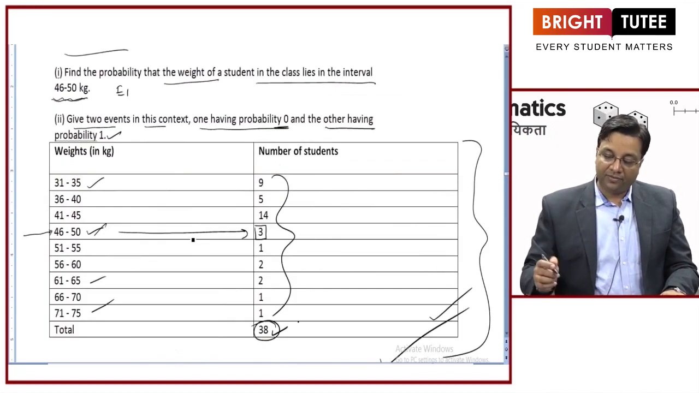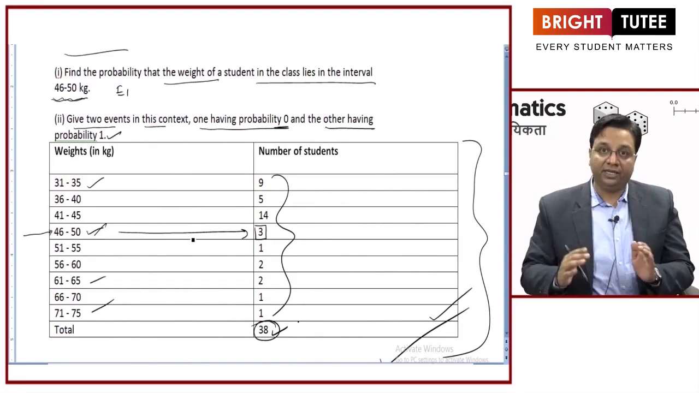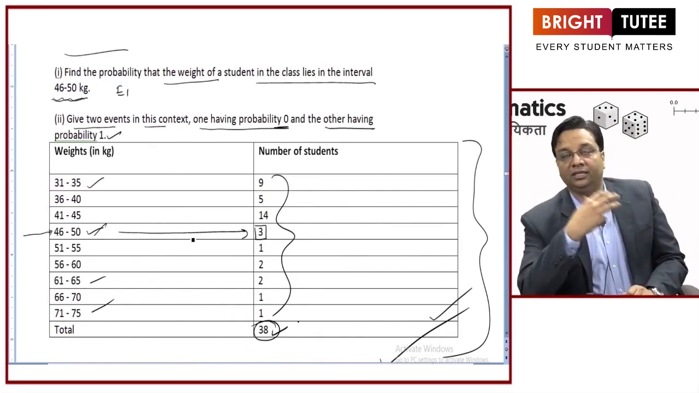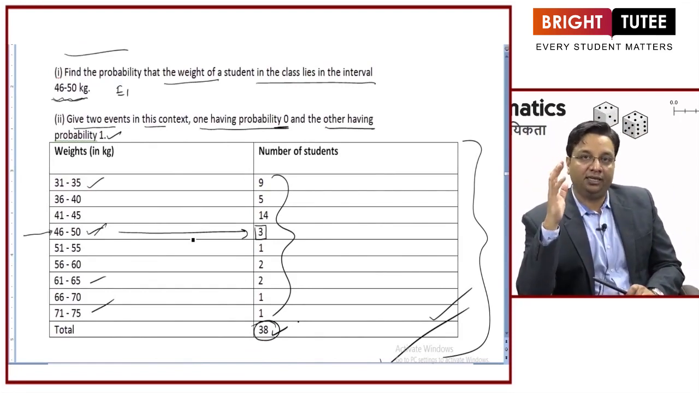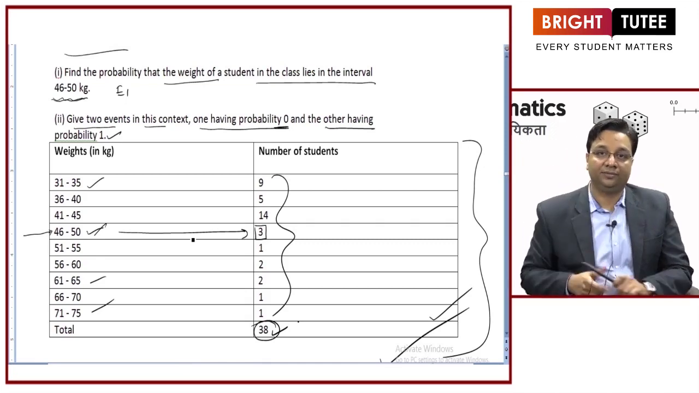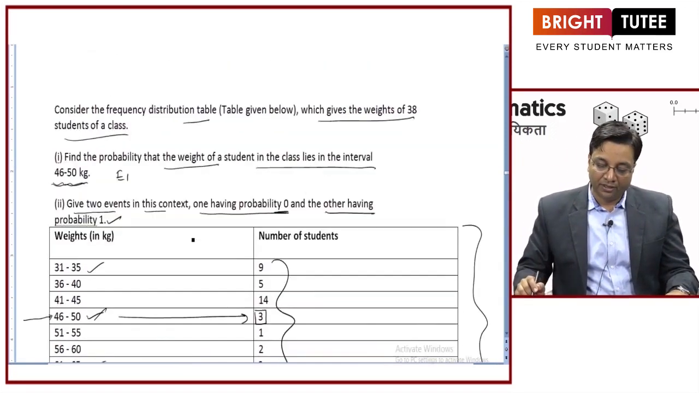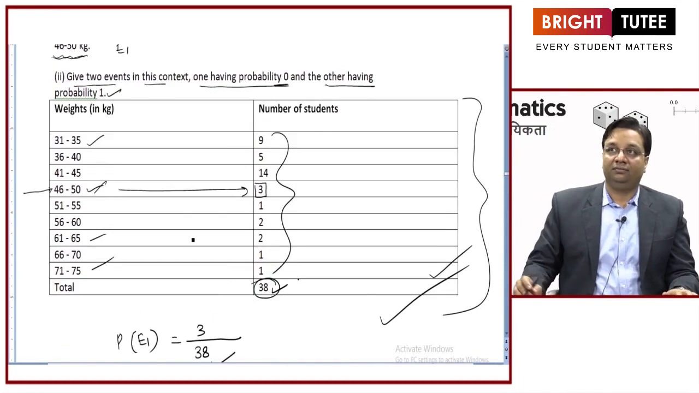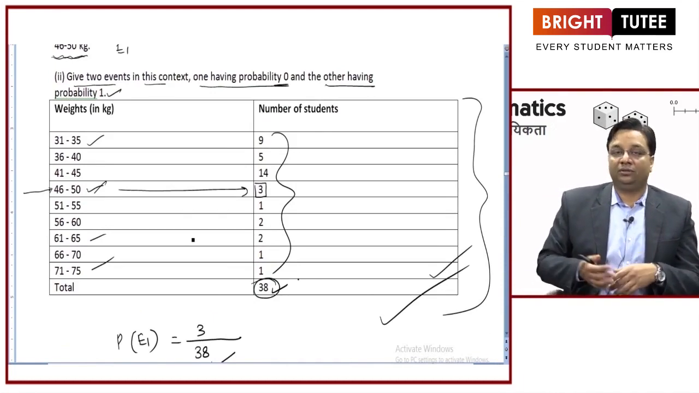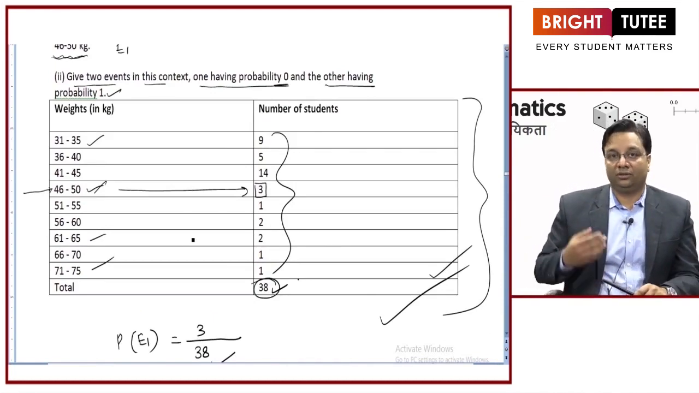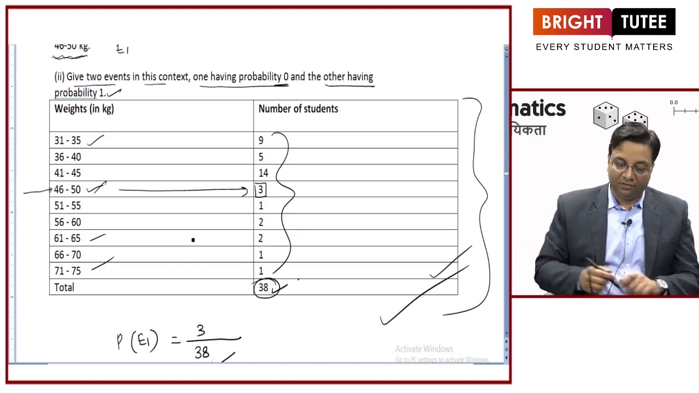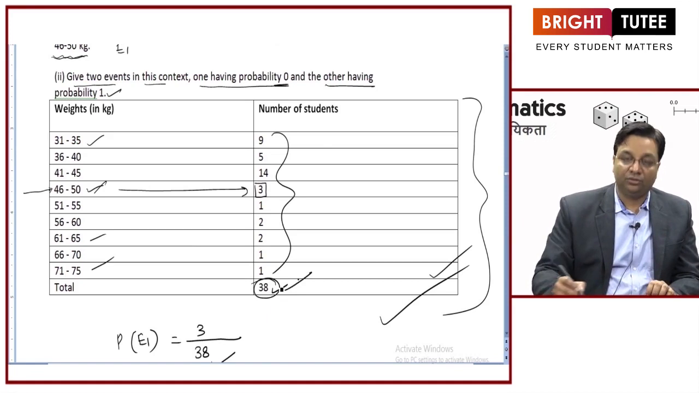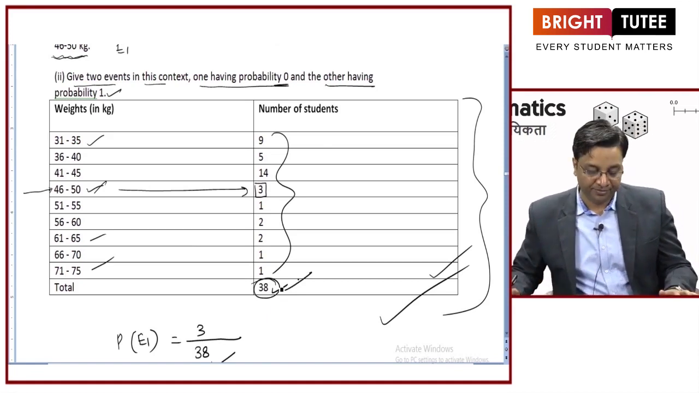And we always keep the given data, or the given results of the experiments, in our mind to answer the questions. Okay, and we will not argue that how can it be 0. There will be some students who have got 30 kg weight in our class. We are not talking about your class, we are talking about these 38 students. You understand that?